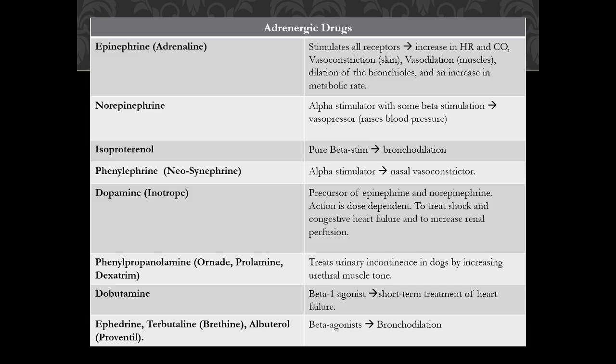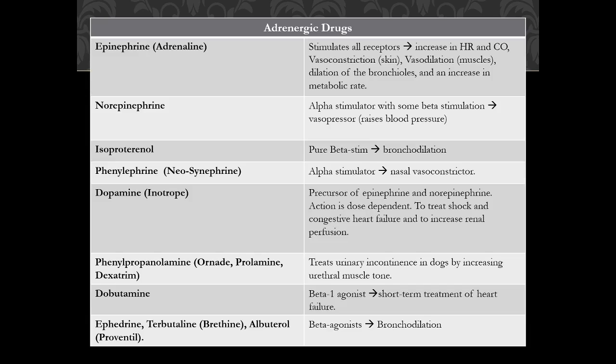Isoproterenol is a pure beta stimulator. It causes bronchodilation. Phenylephrine, or Neo-Synephrine, is an alpha stimulator. We use this drug up the nose to cause nasal vasoconstriction. What does that do? That decreases the inflammation in the nose and decreases congestion in the nose. So that's something that we can use if an animal's really congested.